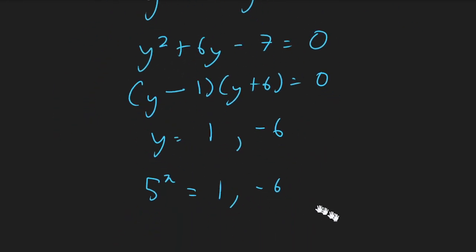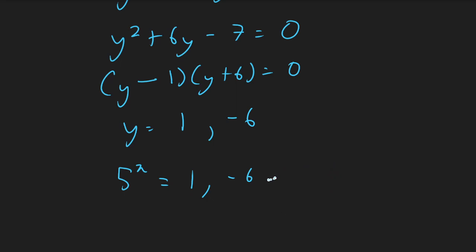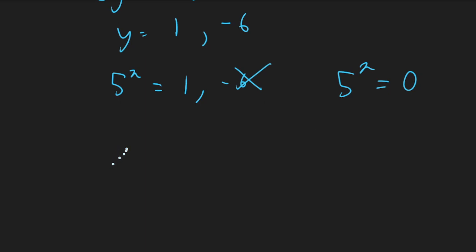So what do we have? 5 to the x equals negative 6 cannot be continued since 5 to the x is greater than 0. So we only have one option left: 5 to the x equals 1. The only value of x which lets 5 to the x equal 1 is when x equals 0.